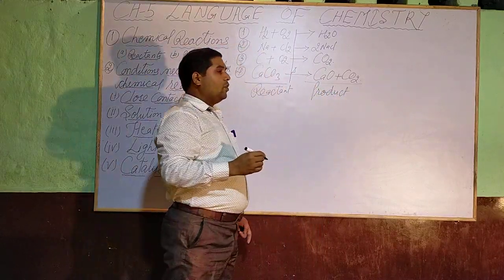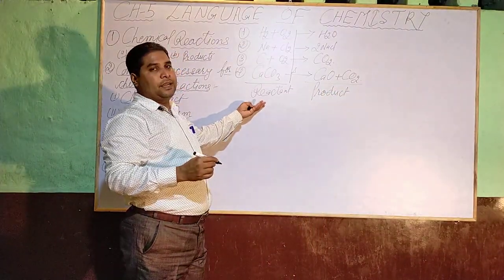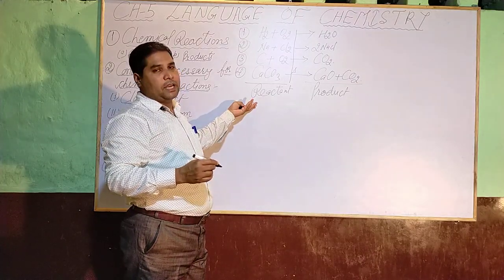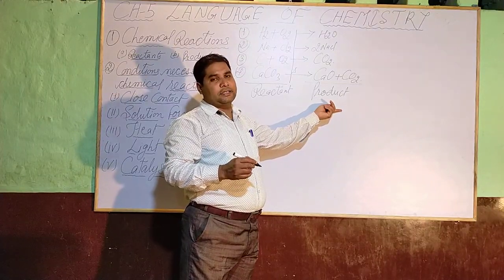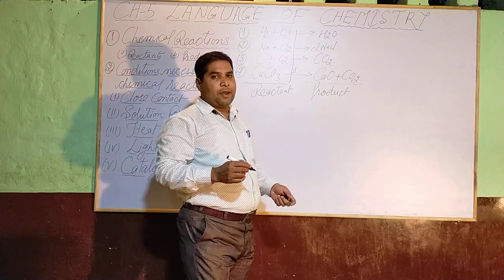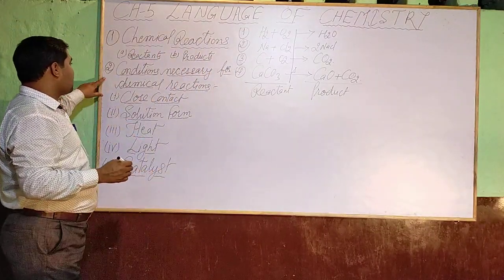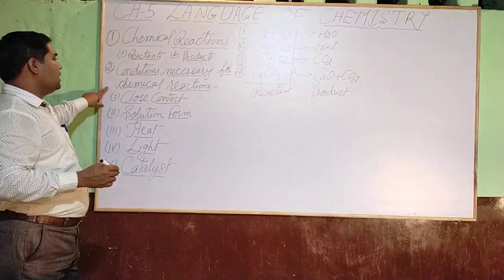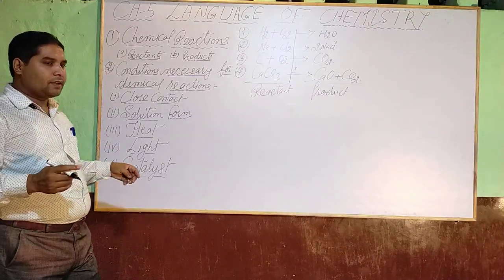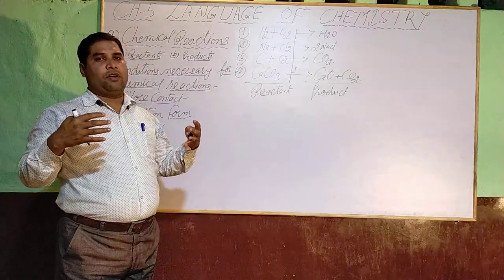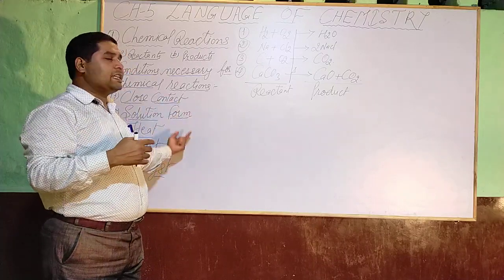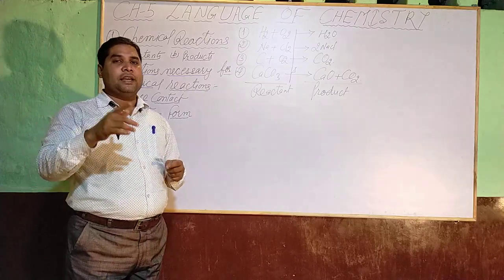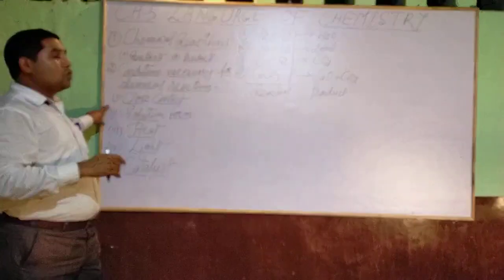Dear student, always the reactant is on the left side of the equation and the products are on the right-hand side of the equation. Please keep that in mind. Now I am going to explain the next topic, condition necessary for chemical reaction. To react or to combine two elements, the following conditions are necessary. Let us see the first condition, close contact.